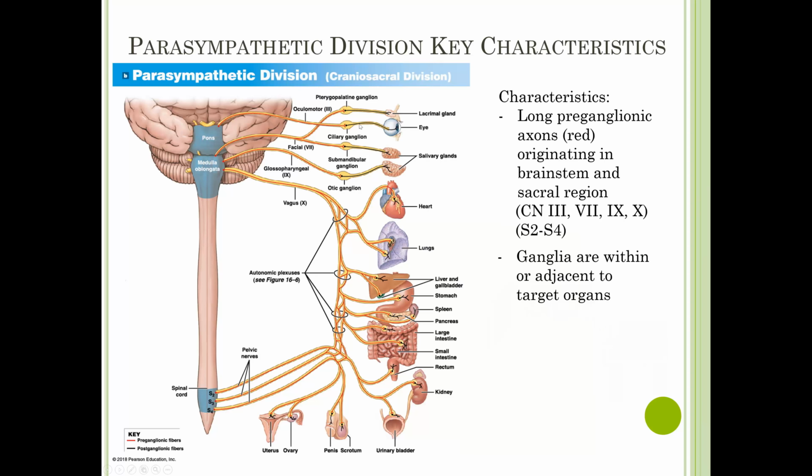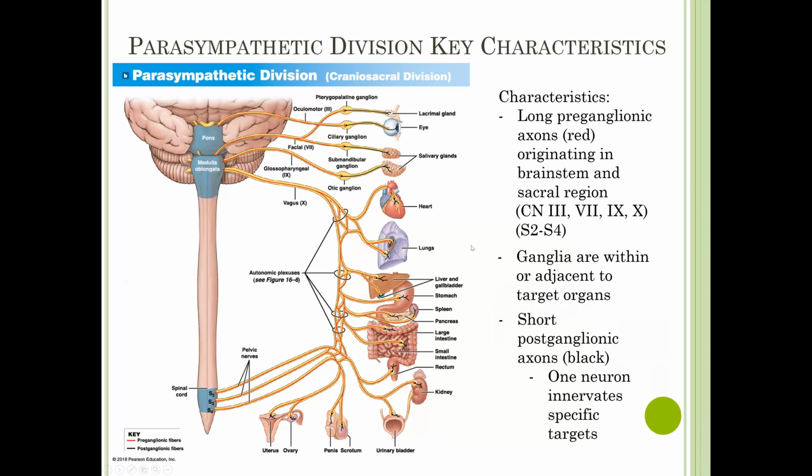So for example, in the case of the ciliary ganglion, that is a ganglion that is very close to the eye, and the eye being the target organ. In other cases, like with the lungs and the heart, you can see the ganglion, which is the yellow circle here, is actually inside the organ. So the ganglia for the lungs is inside the organ, the ganglia for the liver is inside the organ, for the stomach it is inside the organ, etc. So that's why you have a long preganglionic axon, because it has to travel all the way to the organ.